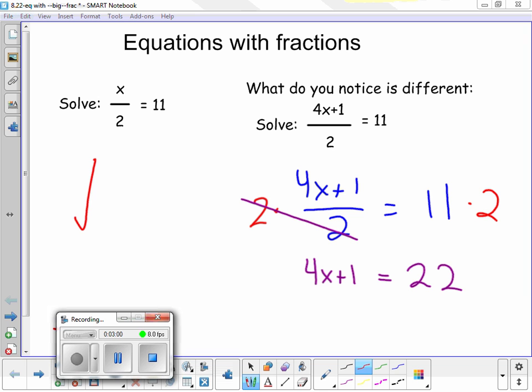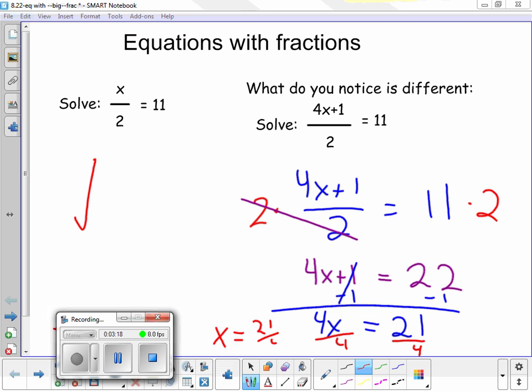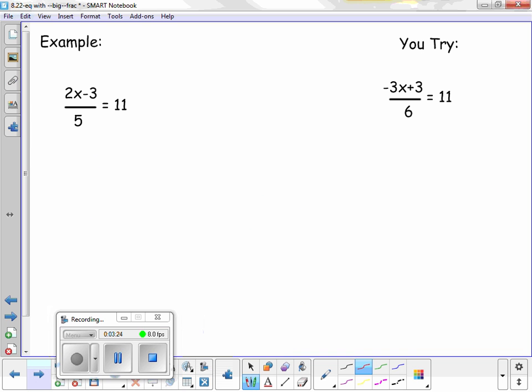Now I have no fractions. I have a 4 being multiplied by x and a 1 being added. So I get rid of the addition by subtracting 1 from both sides. 1's cancel, equals 21. And then I divide by 4. Well, 21 divided by 4 is not a nice whole number, so we can leave our answer like that. All right, so let's look at another example.